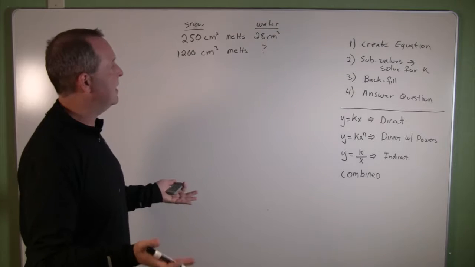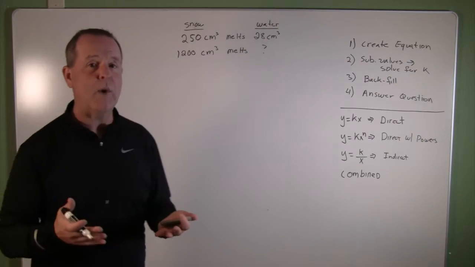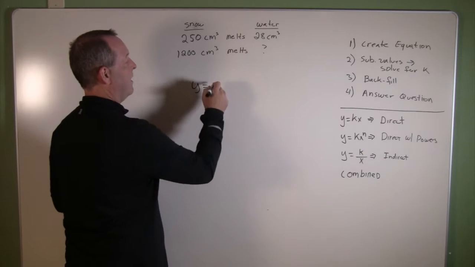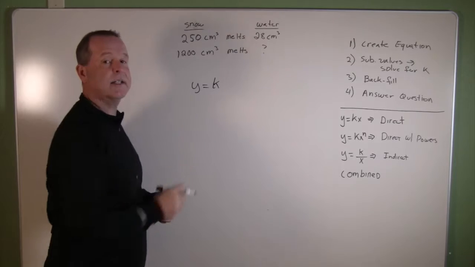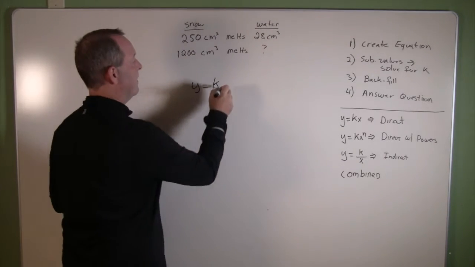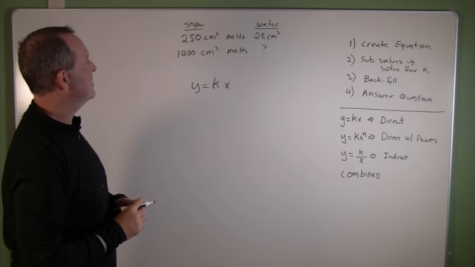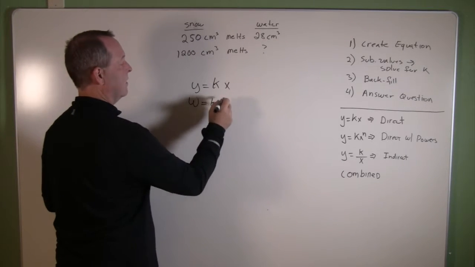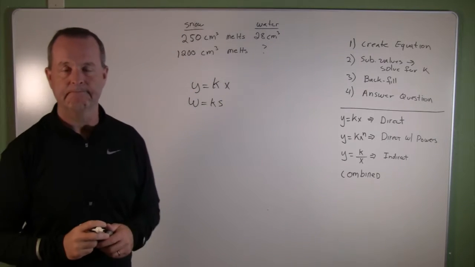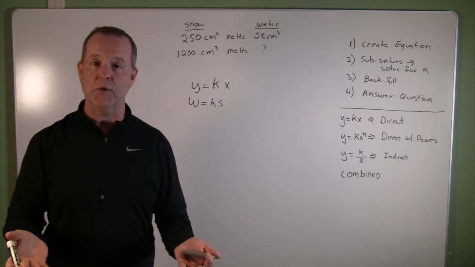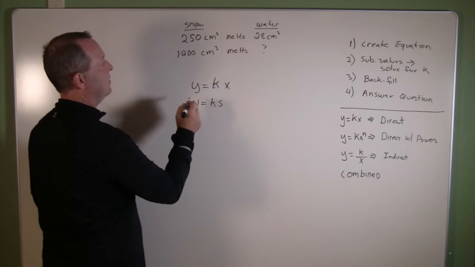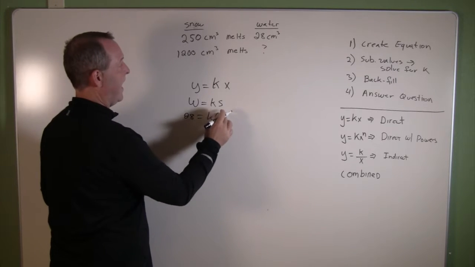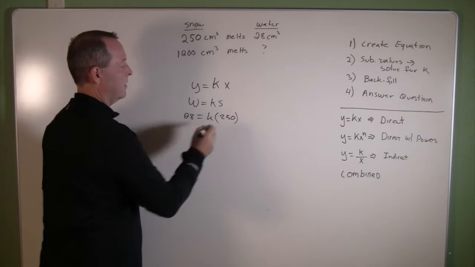Well, here's how we look at doing the problem. First of all, we recognize that it's a direct variation problem. Some value of y varies directly, with a constant of proportion, with some other value. And in this particular case, I'm going to say that water varies directly with snowmelt. My first initial situation, I know that I can produce water, 28, when I have 250 cubic centimeters of snow.